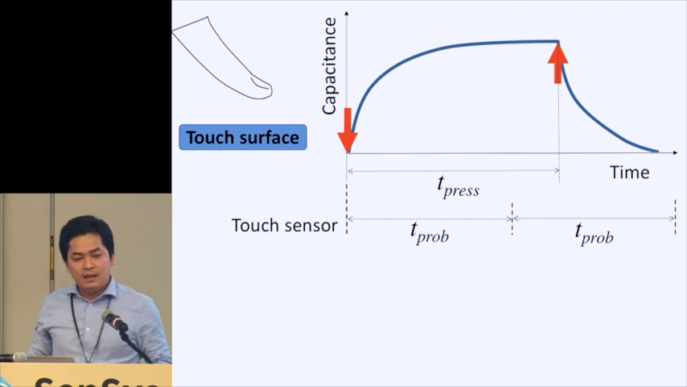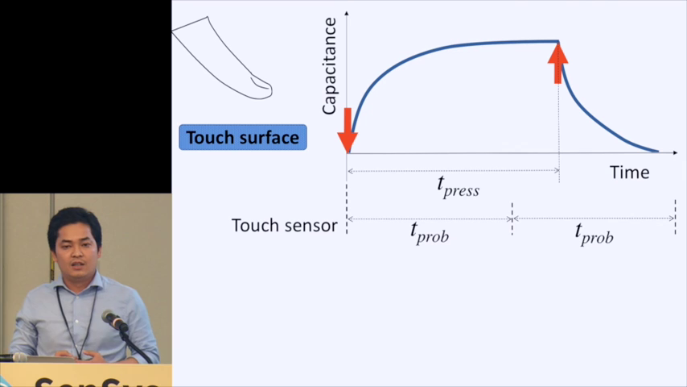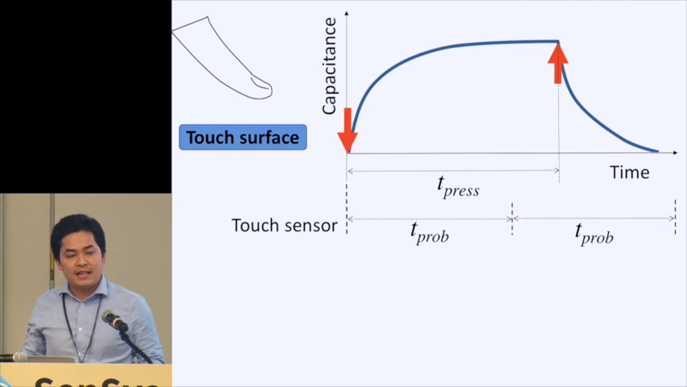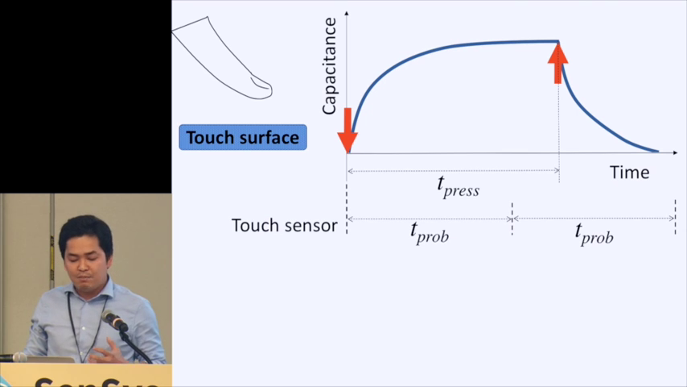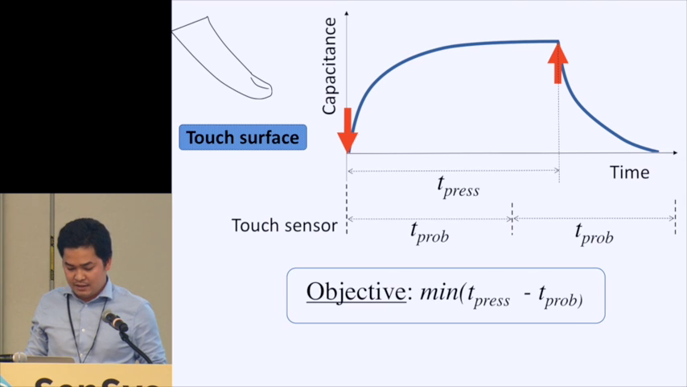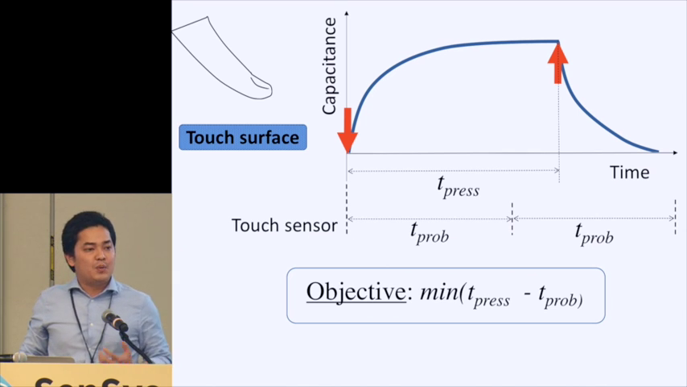But the constraint here is that in our communication channel, we are mimicking human touch behavior. So if we want to increase the data rate of our communication, we need to make the capacitance variation very close to the probing frequency of the touch screen. So it becomes an optimization problem, where we need to find the time of pressing and release, or varying the capacitance, that is close to the probing frequency of the touch surface. In order to design our transmitter, we need to find the value T press, or the pressing time, that is close to the probing frequency of the touch sensor.